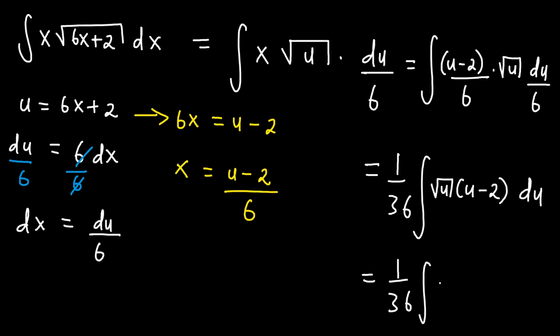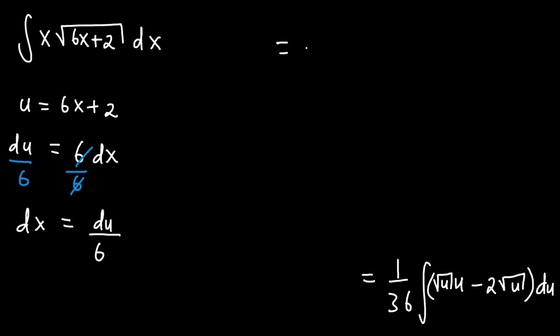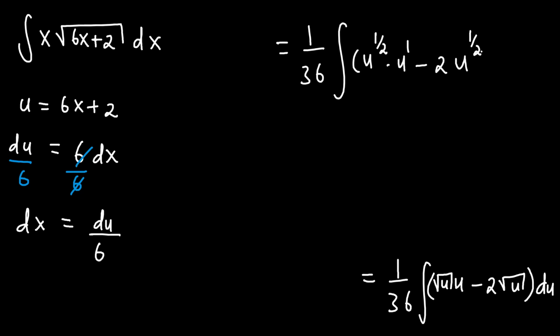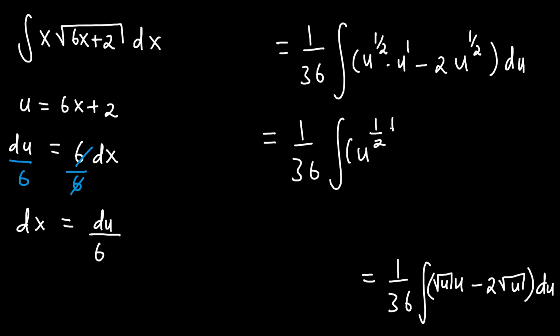Now if we expand this, we shall have the square root of u times u and then minus 2 times the square root of u and then times du. And this can also be written as 1 divided by 36 times the integral of u to the power of 1 over 2 times u to the power of 1 minus 2 times u to the power of 1 over 2 and then times du. And this will be equal to 1 divided by 36 times the integral of u. Now whenever you are multiplying numbers of the same base, you add the exponents. So this will be 1 divided by 2 plus 1.